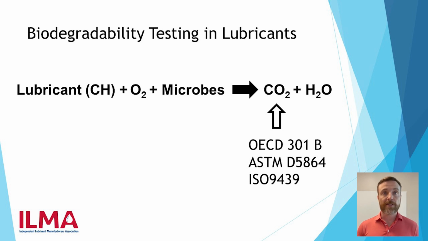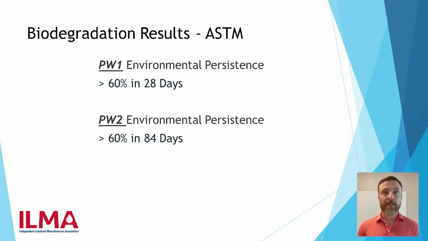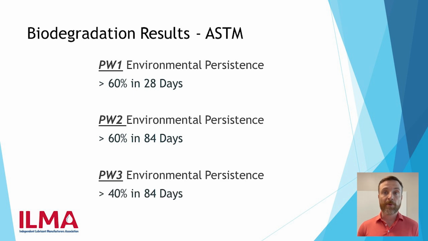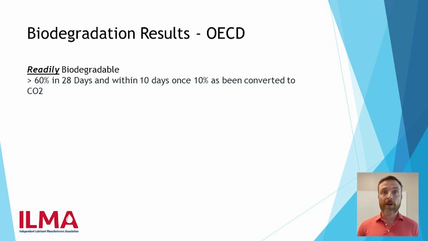Let's talk results, as this can be one of the most confusing aspects of biodegradability testing. Results are typically reported in percent degradation over a set period of days. If you are utilizing the ASTM environmental persistence rating, then 60% of your lubricant must degrade in a 28-day period to have a PW1 classification, which is the best or most biodegradable rating. Lower classification levels result in the biodegradation taking either longer, like a PW2, or degrading to a lower level, PW3, or even both, PW4.